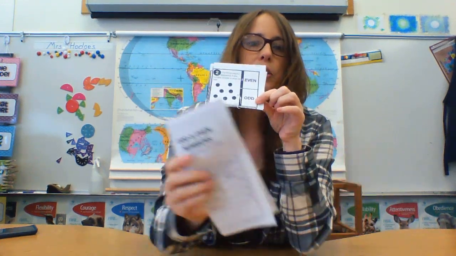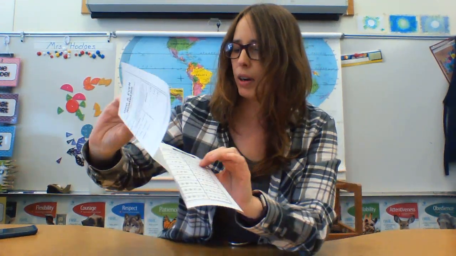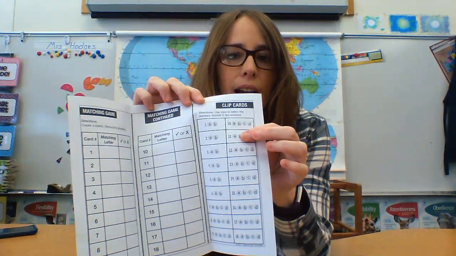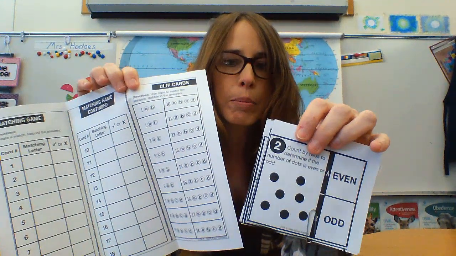So I'm going to come over to my recording sheet. I'm going to find the one that says clip cards, and it has A or B as your selection. This is card number 2. So on number 2, I'm going to put B for odd. And it looks like over here they have more than one option as you get into the ones that are higher. So let's do an example for that one.